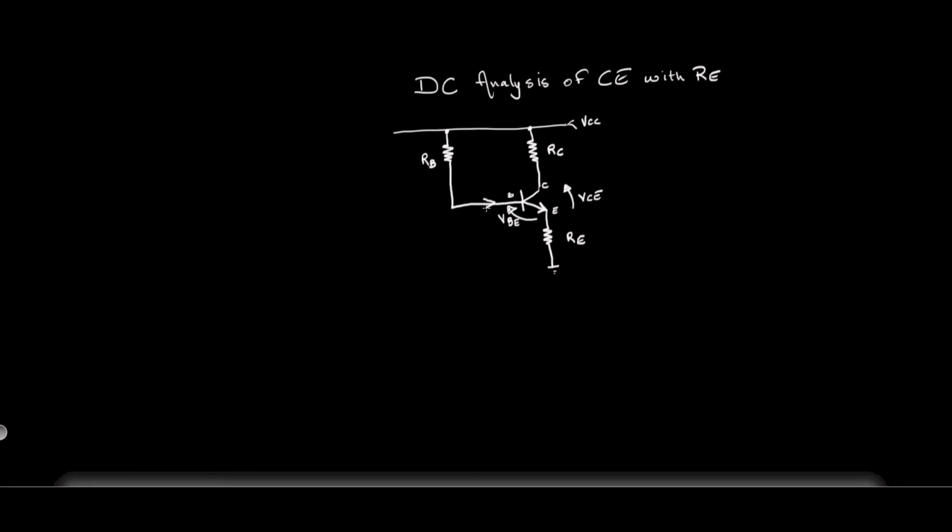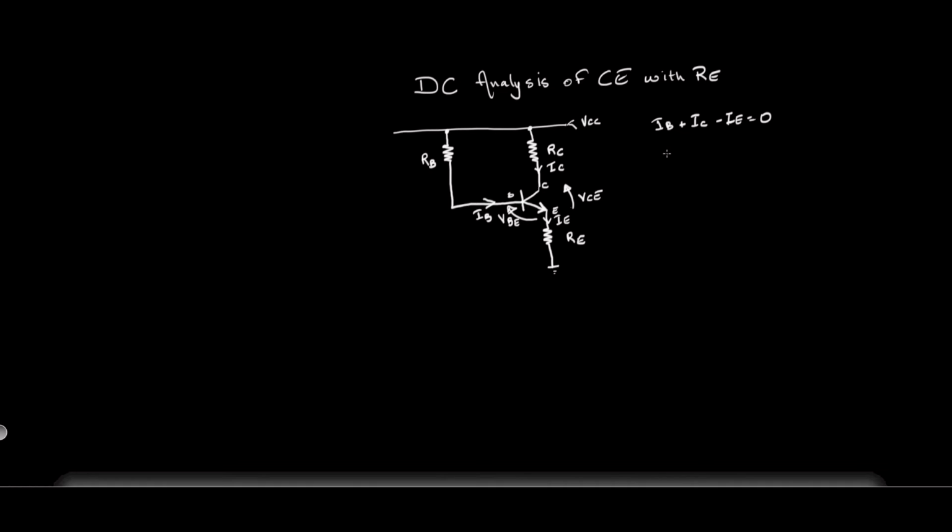So we know we have a current IB going in. We also have a current IC going in, since this is an NPN transistor. And then we have a current IE coming out. And let's establish the current relationships here. Let's write it up using Kirchhoff's law. We know that IB plus IC minus IE will be equal to 0.